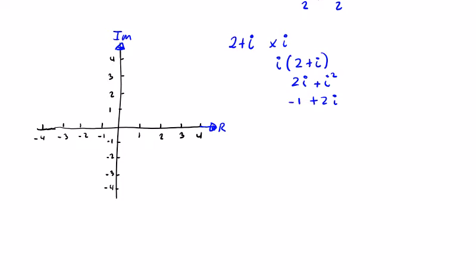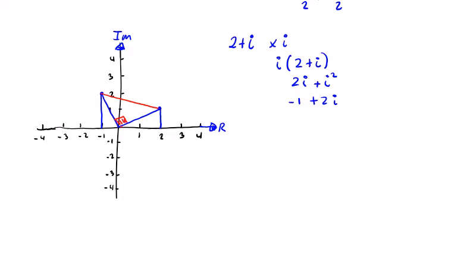So minus 1 plus 2i. Let's plot both of these numbers. 2 plus i is here, and minus 1 plus 2i is here. So let's do a little diagram with the origin and see what happens to this complex number. Now I'm going to join the two complex numbers together, and we're going to have a look at what this angle is in here.